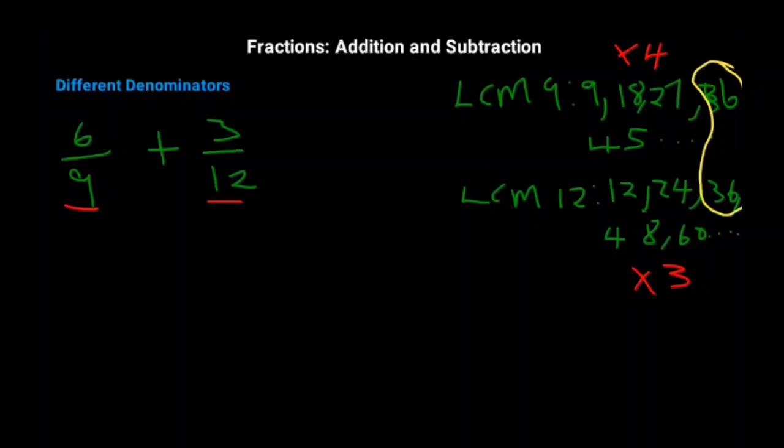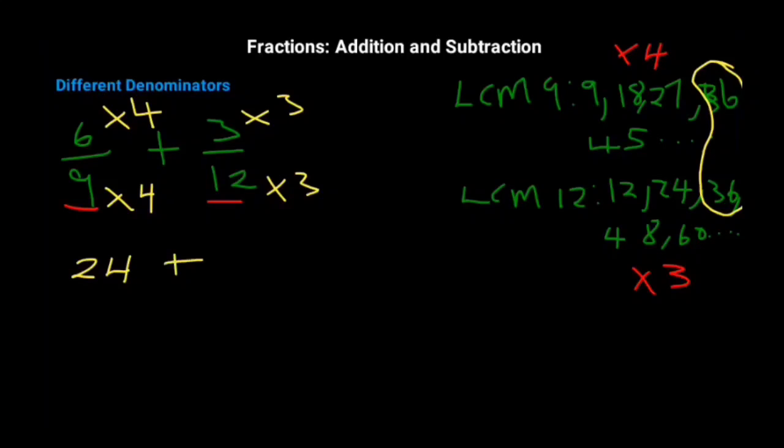So therefore we'll have to multiply 9 in our fraction by 4, and we also multiply the numerator of that fraction by 4 as well. And then for 12, that is multiplied by 3 to get 36. So we multiply our numerator as well by 3. Working that out, we'll have 6 multiplied by 4, which gives us 24, plus 3 multiplied by 3, which gives us 9. And obviously 9 multiplied by 4 and 12 multiplied by 3 gives us 36. So our new denominator would be 36.